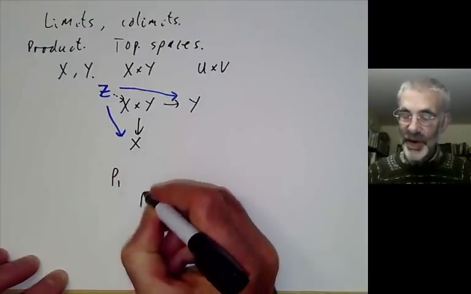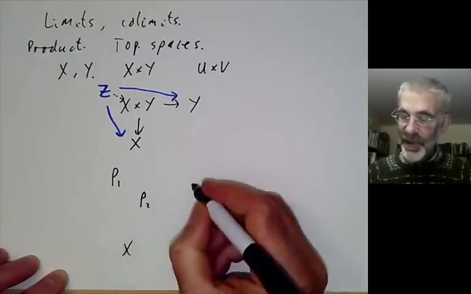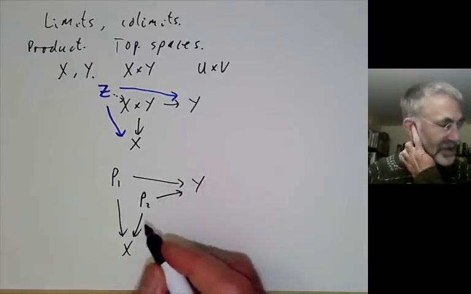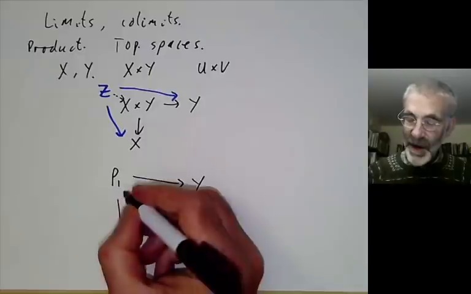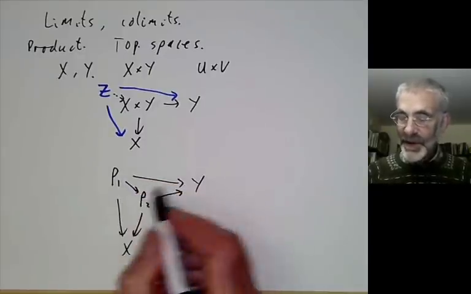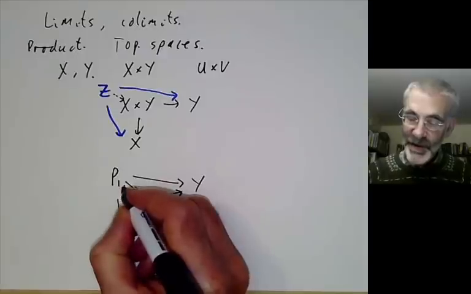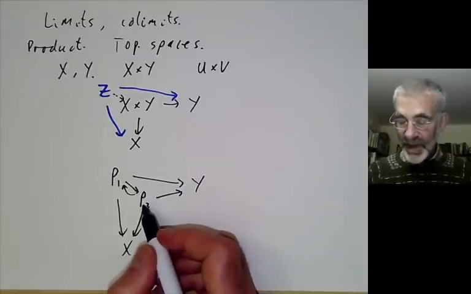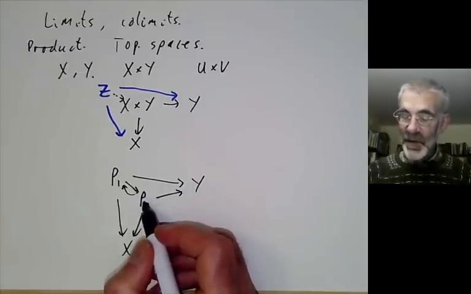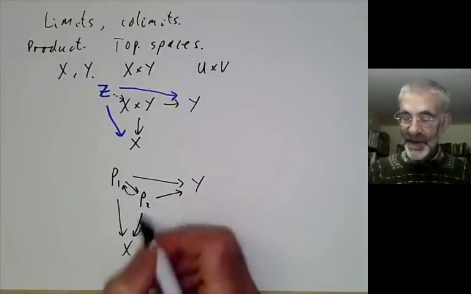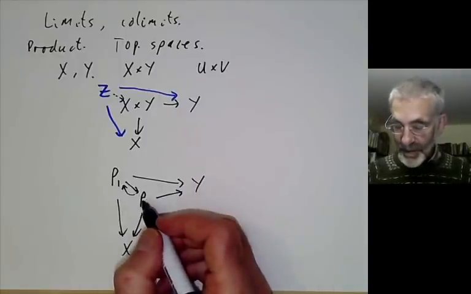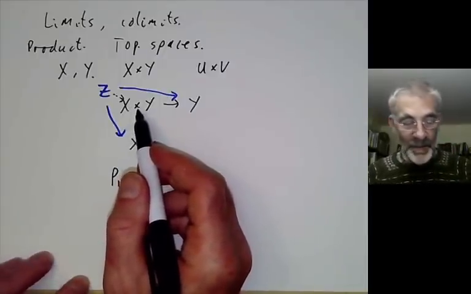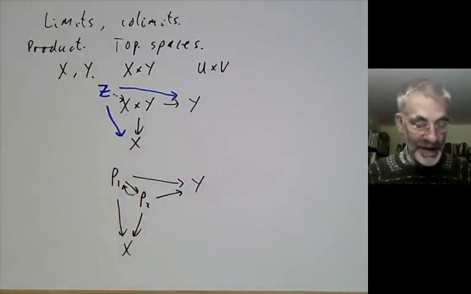Suppose I've got two products of X and Y. Let's call them P1 and P2. That means they both have maps to X and Y, and they're both universal. Because P2 is universal, the map from P1 to X and Y factors through P2, and because P1 is universal, we get a map going back the other way. And then the composition of these maps must be the identity, again because of the uniqueness of the factoring map. So products are unique up to isomorphism in any category, provided they exist.